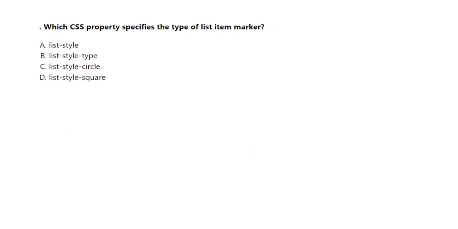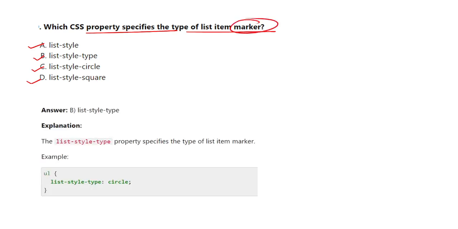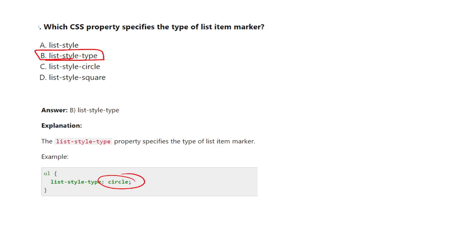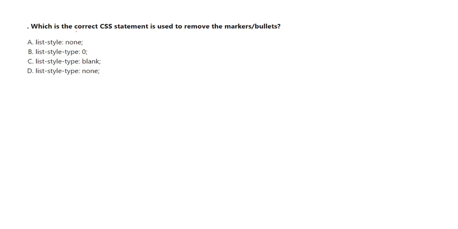Okay, next question is: which CSS property specifies the type of list item marker? The options include list-style, list-style-type, list-style-circle, list-style-square. So for the marker type, whenever you want to write it, you can write list-style-type equals circle, square, whatever you want.